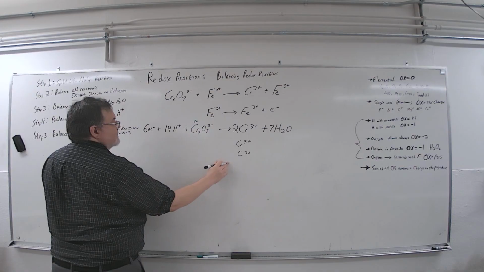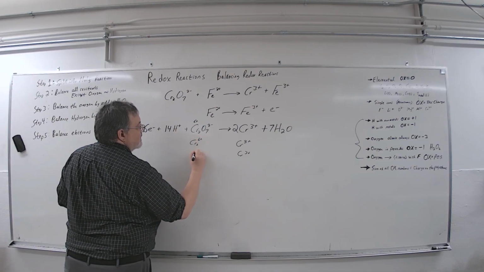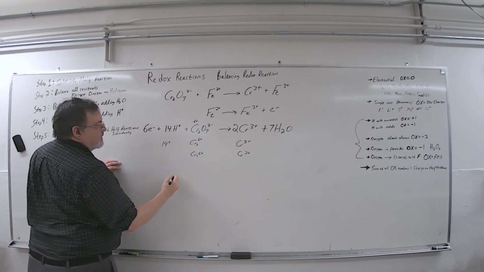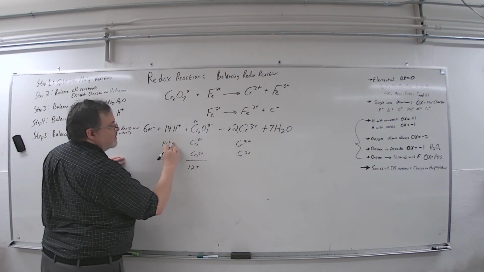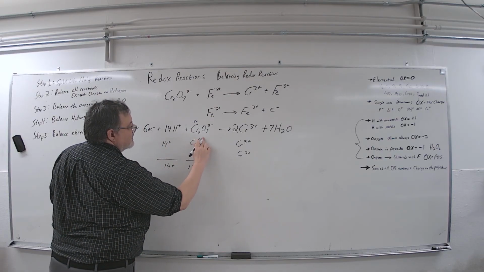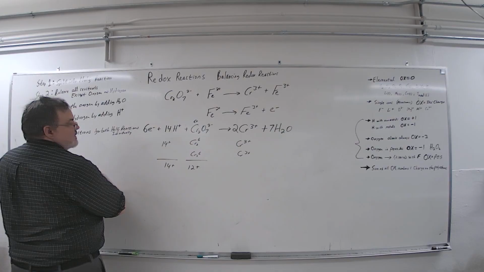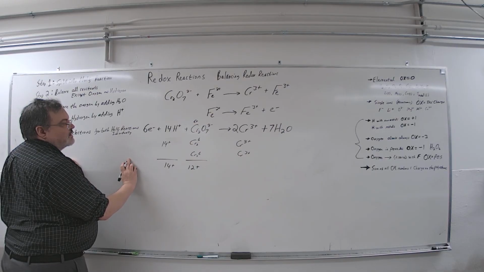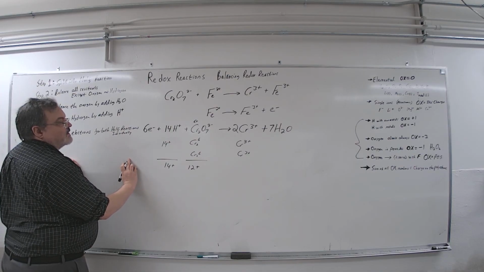No charges from there, 2 of those. We only have 2 chromiums here, so Cr2. And then we've got 14 plus here. So 14 plus and 12. 14 plus. This was minus. That was plus. 6. Charges do have to balance. Do I have this balanced?